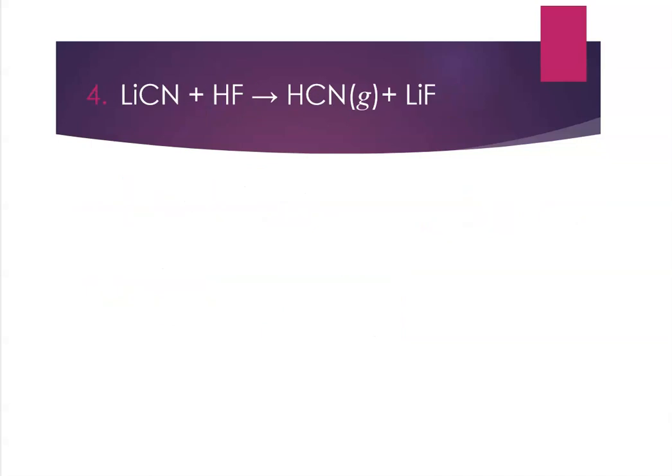Next up, we have LiCN will be aqueous, HF will be aqueous, that's a gas, and this will be aqueous. All right, so now we look at this, and Li is in group 1, so it's a 1+. Since we can have only 2 parts, that means that the CN has to go together, which means it's a polyatomic.